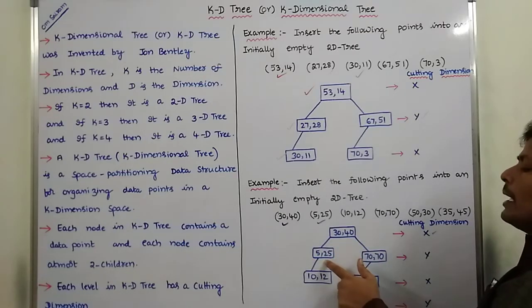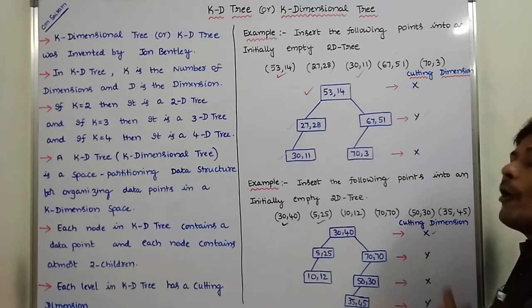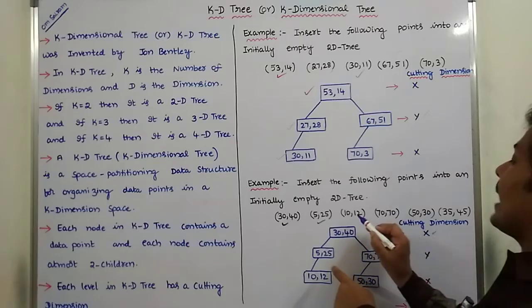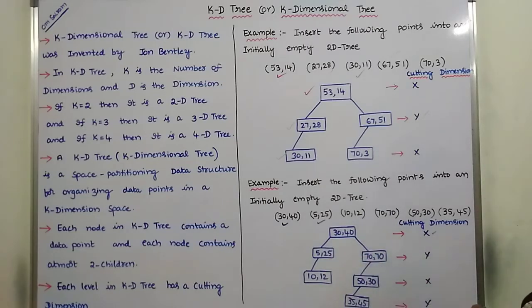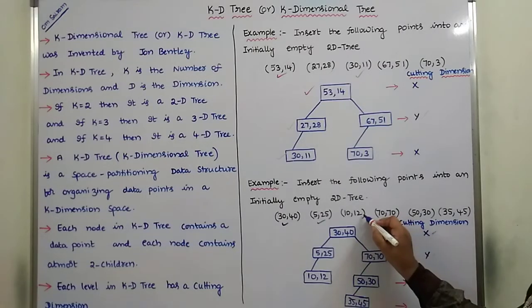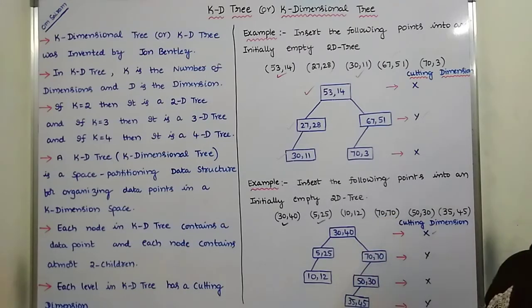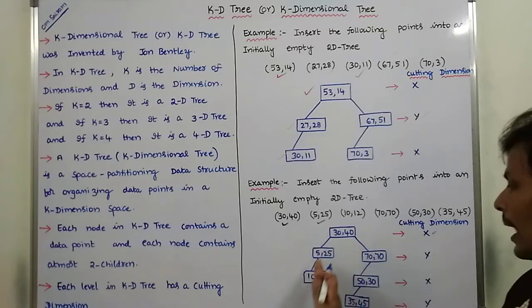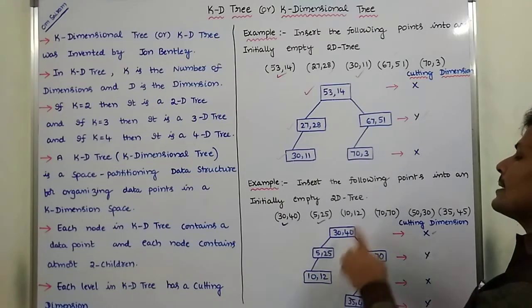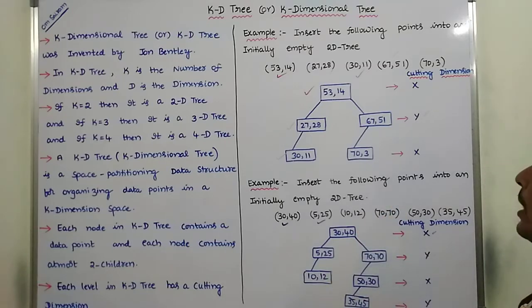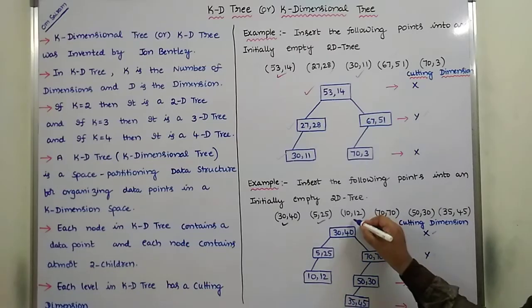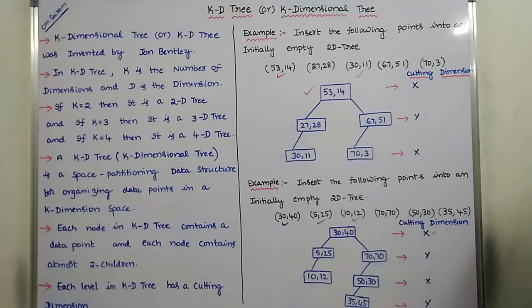In that left subtree, one node is there. That node contains the data point (5, 25). Now (10, 12) is compared with (5, 25). Here we are considering the y dimension, that means the y coordinate. Here the y coordinate is 25, and here the y coordinate is 12. So 12 is compared with 25. 12 is less than 25, so go to the left subtree. We are creating a node and inserting (10, 12) into that node. Now the (10, 12) node is the left child of (5, 25). Okay, so now (10, 12) is also completed.